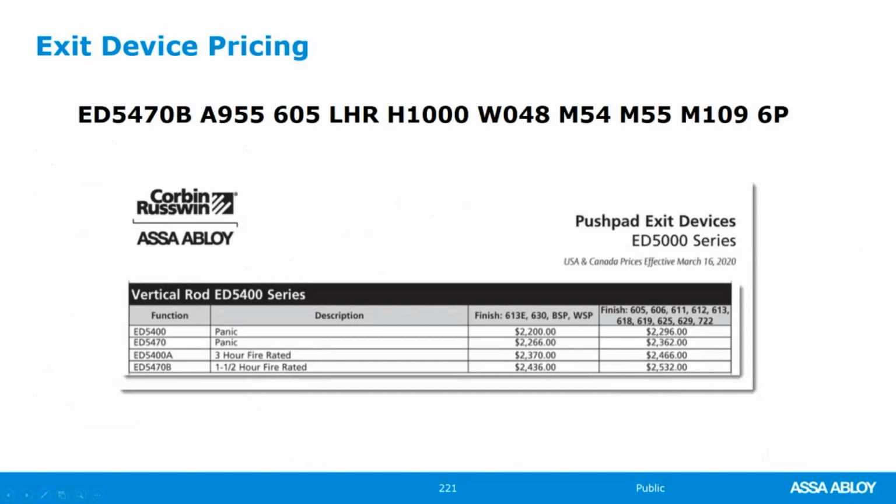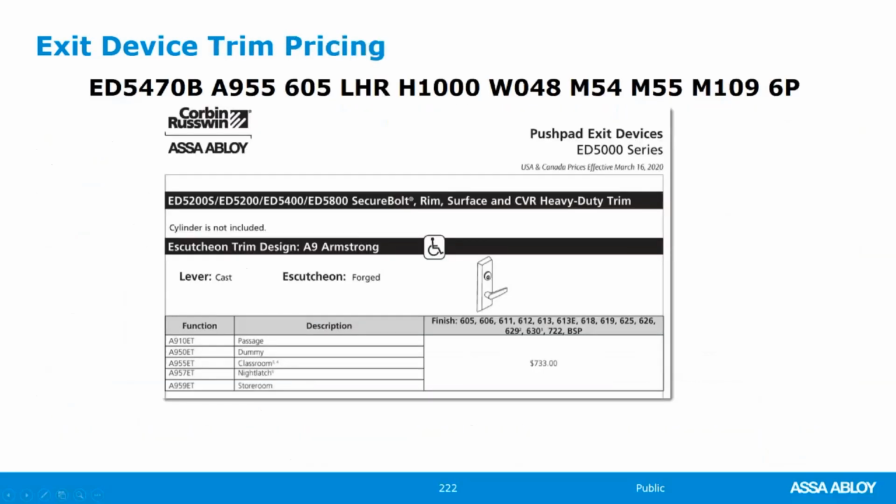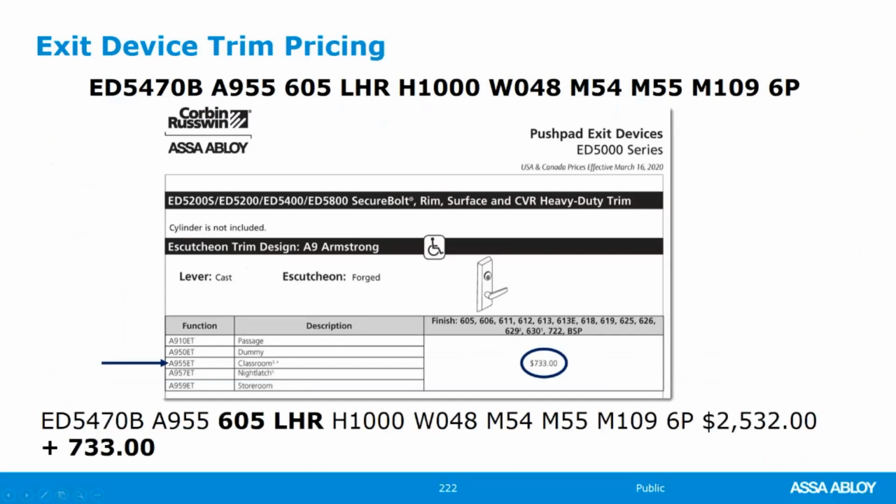We have to find our ED5470B. We come across to our finish for 605. That's $2,532. Now we're going to go get the trims on page 283. We find our 955 trim, $733 list.